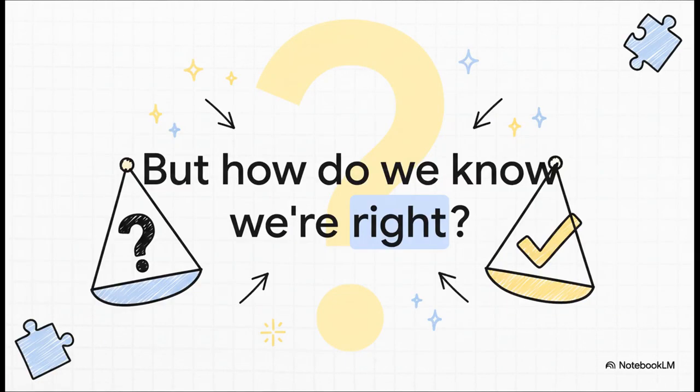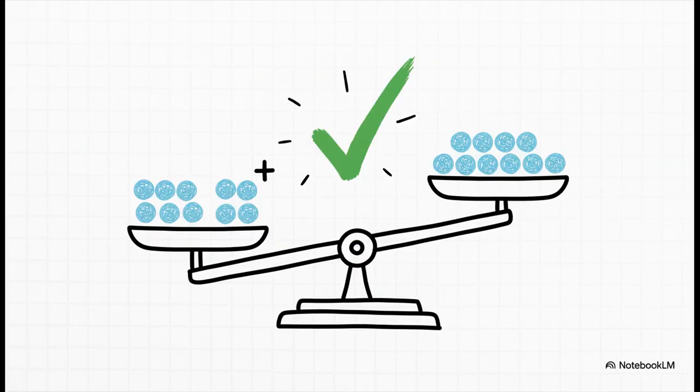But wait, how do we know for sure that we're right? We don't have to just guess or hope. This is maybe the coolest part about algebra. You can always check your work to know if you nailed it. So how do we do that? It's easy. We just plug our answer, that 8, back into the original equation.